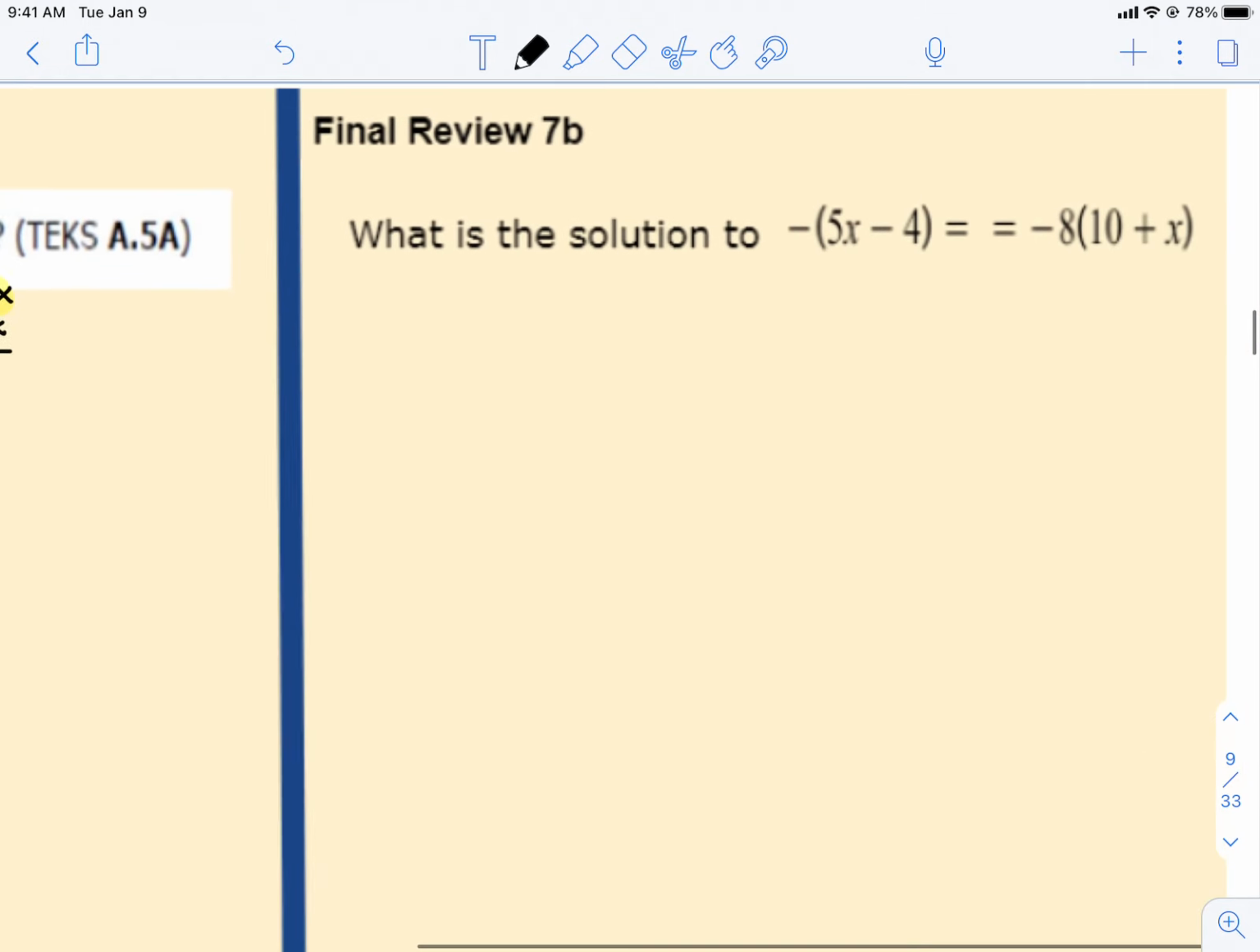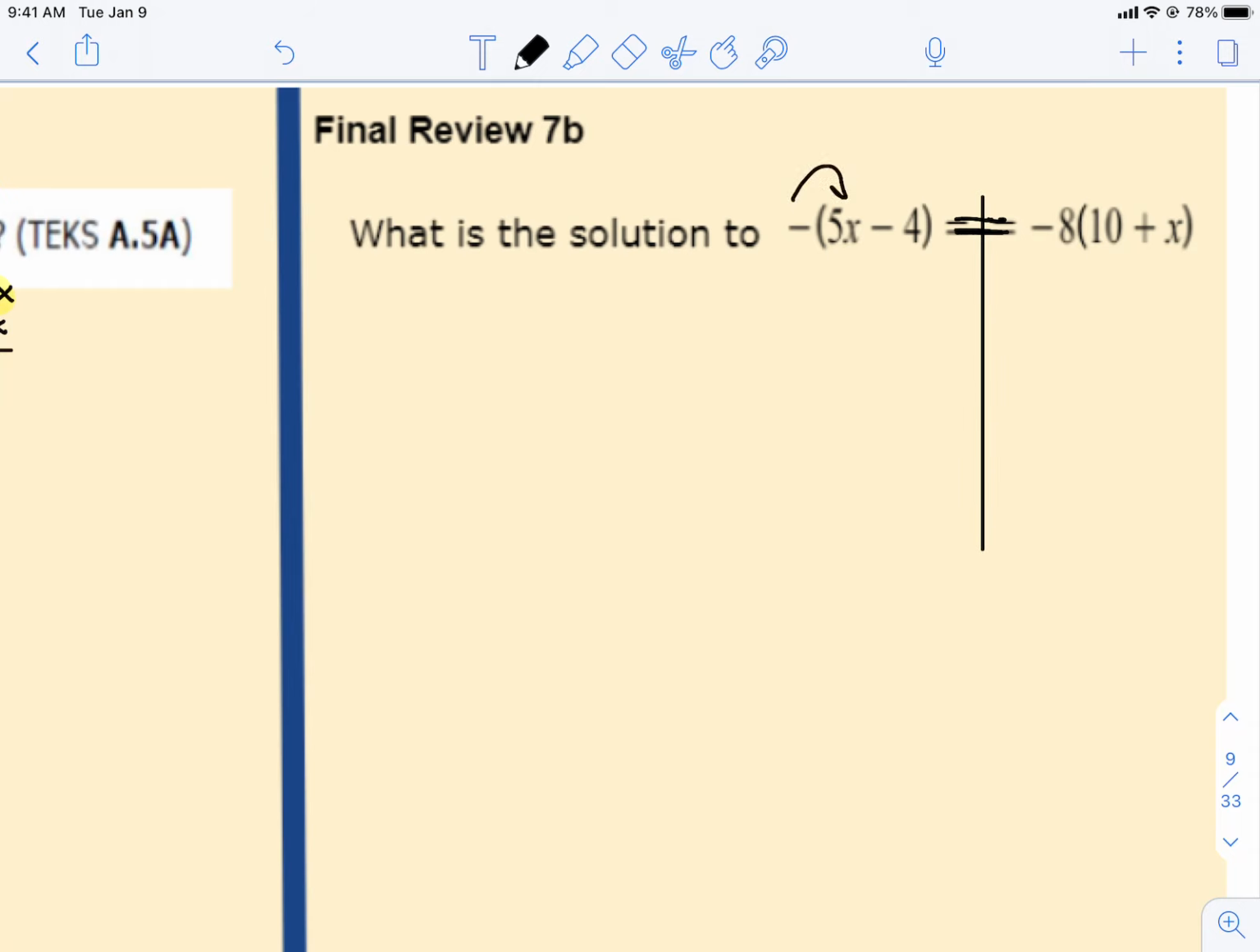Number 7b, what is the solution to this one? So again, it has 2 equal signs. It should just be 1. Sorry about that. Again, we're going to distribute. Negative times 5x is a negative 5x. A negative times a negative 4, 2 negatives make a positive. Negative 8 times 10 is a negative 80. Negative 8 times x is a negative 8x. Again, I have x values on both sides of the equal sign. I want them on just one, so I'm going to add over the 8x to both sides.